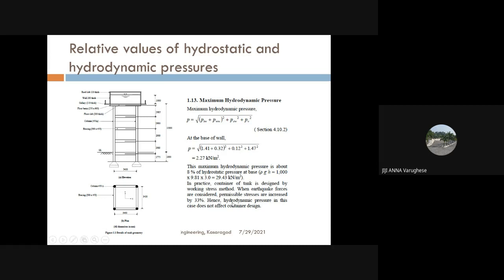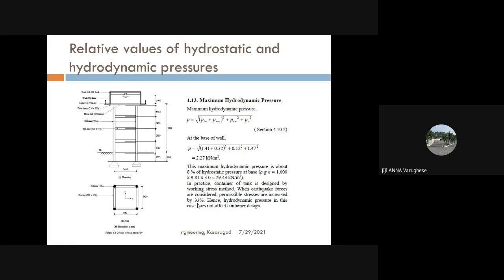So we don't have to consider the hydrodynamic pressure while designing the container. If we are designing for hydrostatic pressure alone, it will result in a safe design, since the hydrodynamic pressure calculated is only 8%, which is less than the permissible increase in stress for the materials.